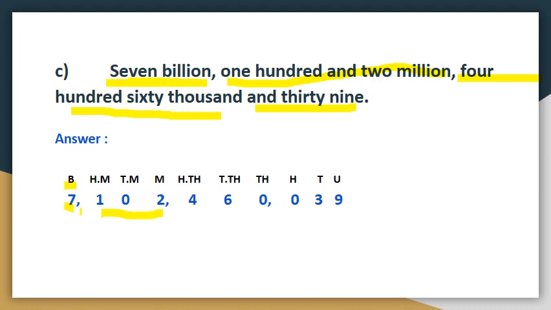Then place a comma. Then we have 460,000, so we write 460,000 in the thousands group. Then again we place a comma. And lastly we have 39, so 39 we write in the units group.